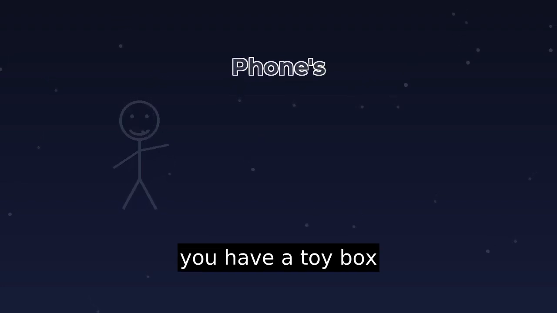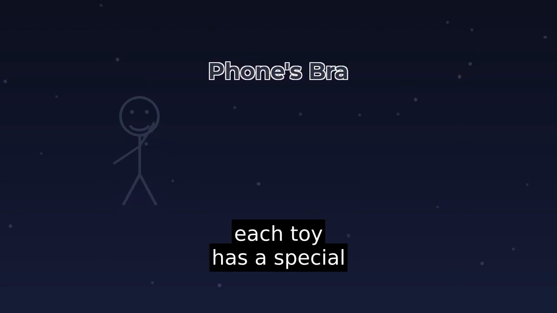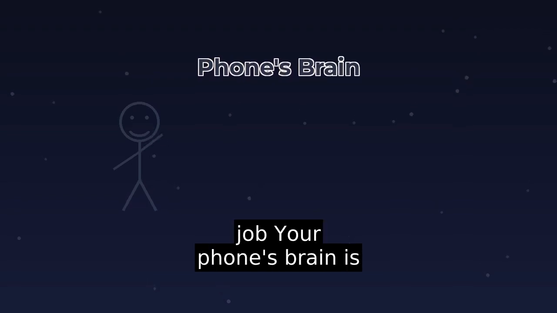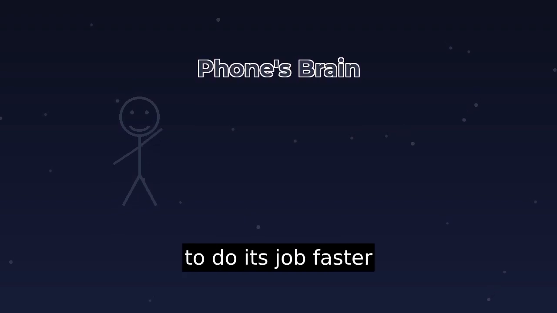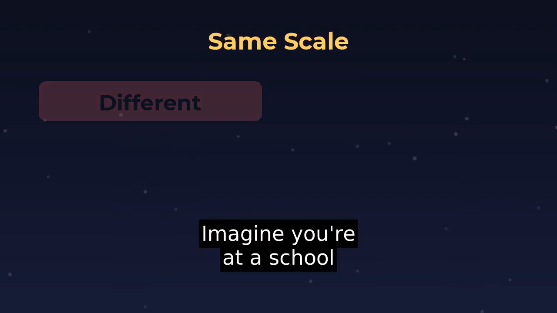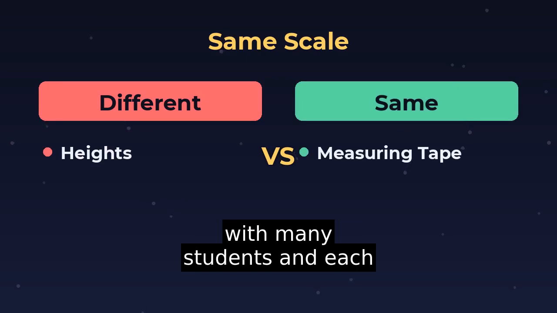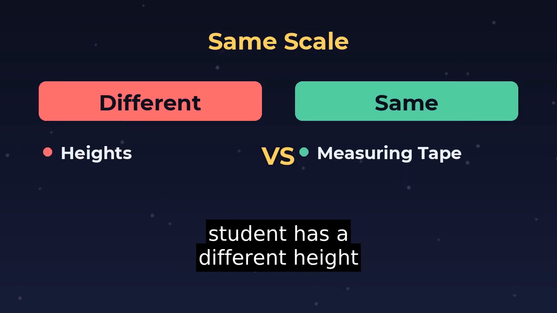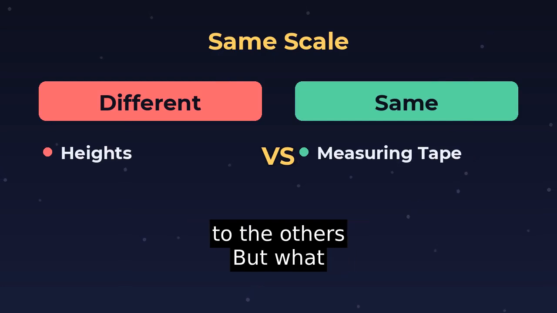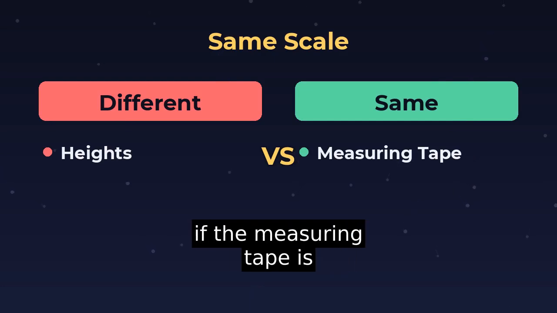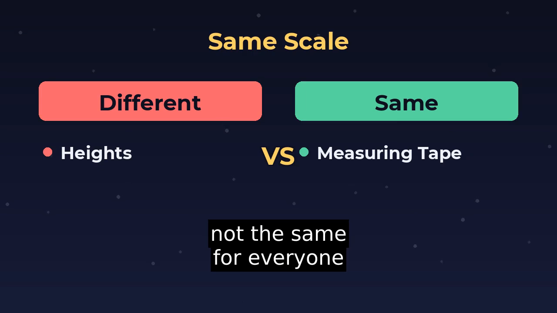Imagine you have a toy box full of different toys, and each toy has a special job. Your phone's brain is like that toy box, and it needs to learn how to do its job faster. Imagine you're at a school with many students, and each student has a different height. You want to know how tall each student is compared to the others. But what if the measuring tape is not the same for everyone?